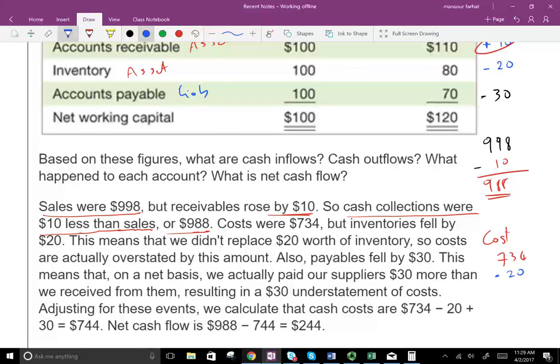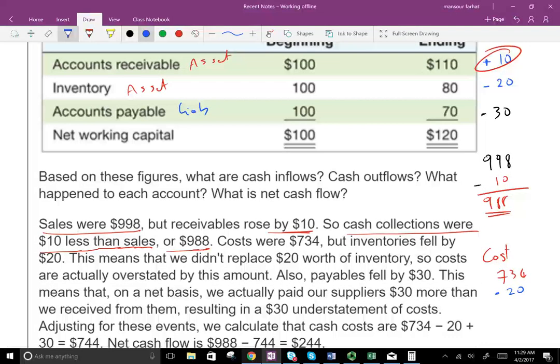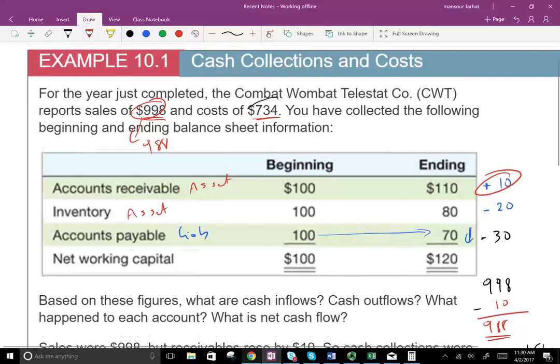Okay? Notice too that accounts payable went from 100 to 70. Accounts payable went down. What does that mean? It means I am paying off my accounts payable. If I'm paying off my accounts payable, I need to add $30. Why? Because it's a cash outflow. Remember, cost is an outflow. Okay, so 734, I started with cost given to me in the example.